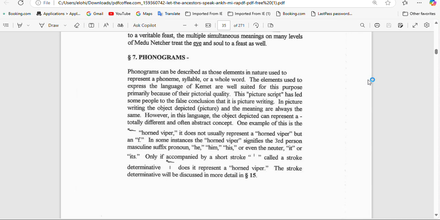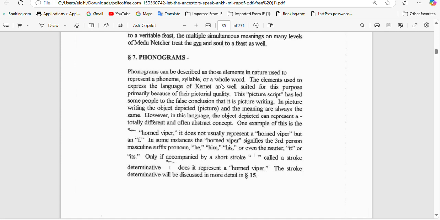This is a grammar book by a Black American. It's probably one of the only, if not the only, grammar books that you'll find written by a Black American. So I'm going through the different types of words in a Medu lecture. The first one here is phonograms.